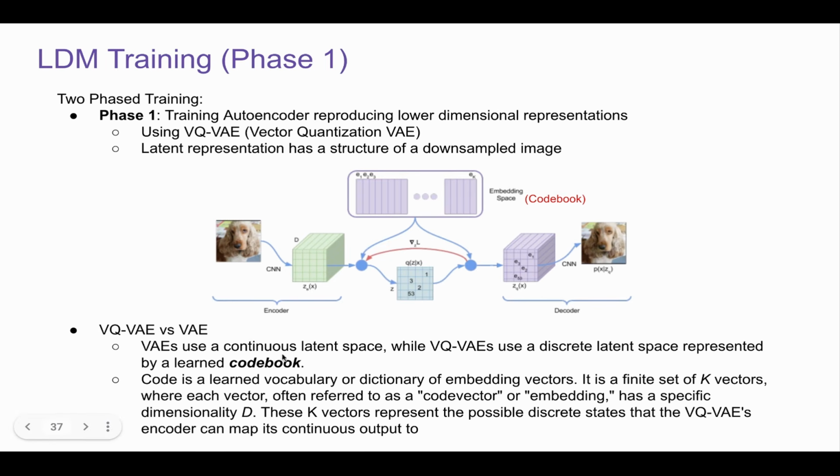VAE uses a continuous latent space, as we covered. However, VQ-VAE uses a discrete latent space, represented by a learned codebook. The codebook is a learned vocabulary or dictionary of embedding vectors. It is a finite set of k vectors. Each vector, often referred to as a code vector or embedding, has a specific dimension d. These k vectors represent the possible discrete states that the VQ-VAE's encoder can map its continuous output to. You will understand the difference more when we go through the VQ-VAE workflow.